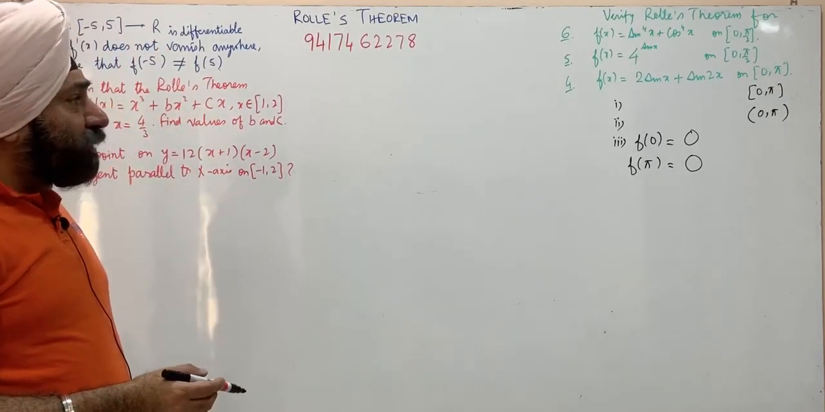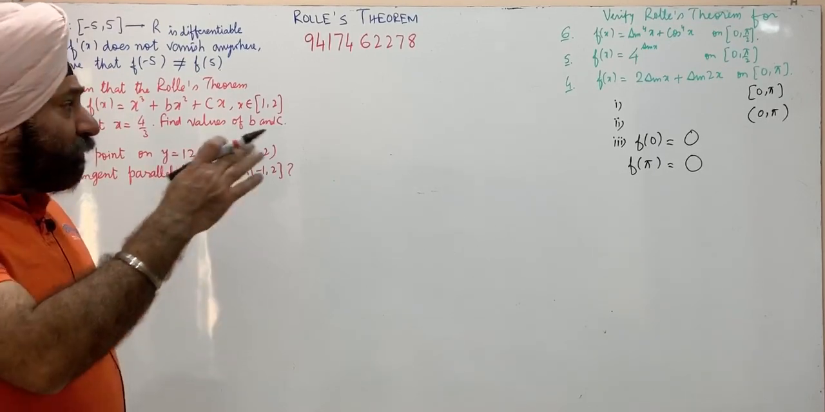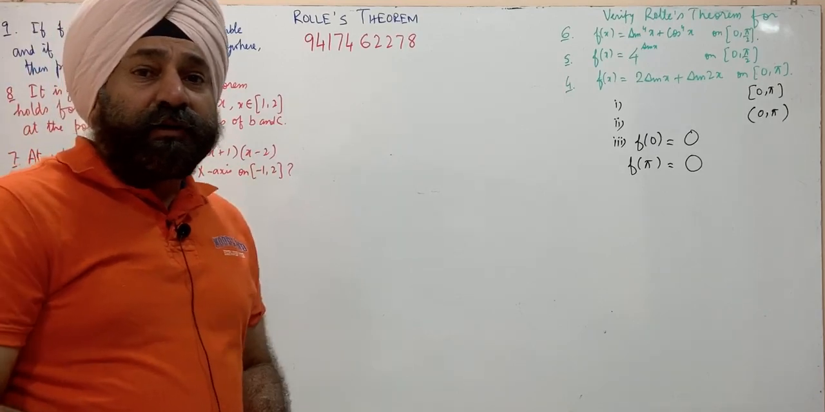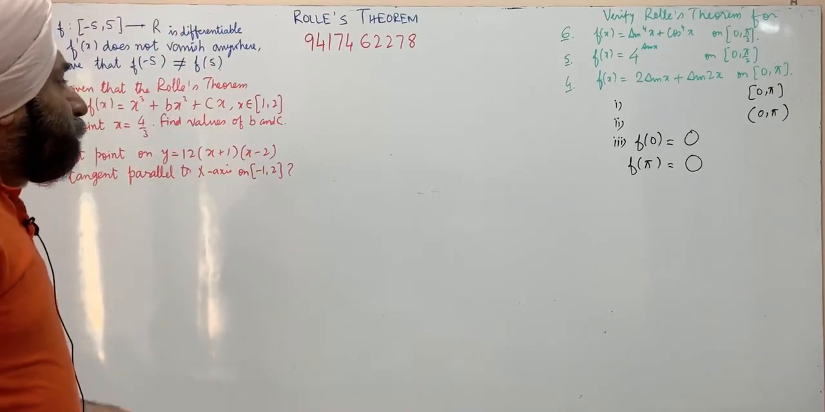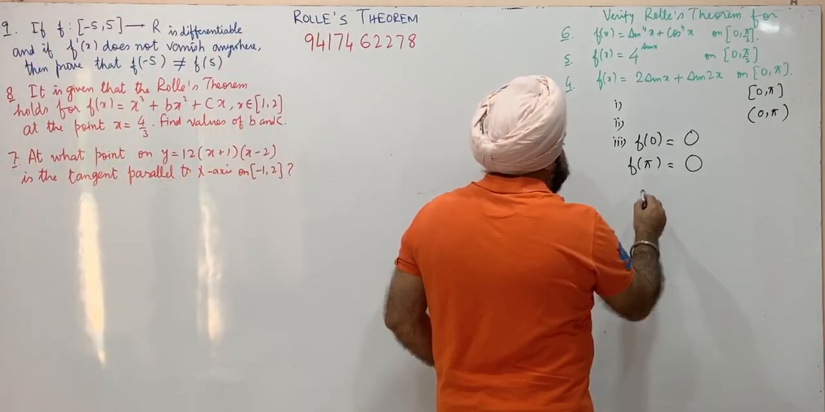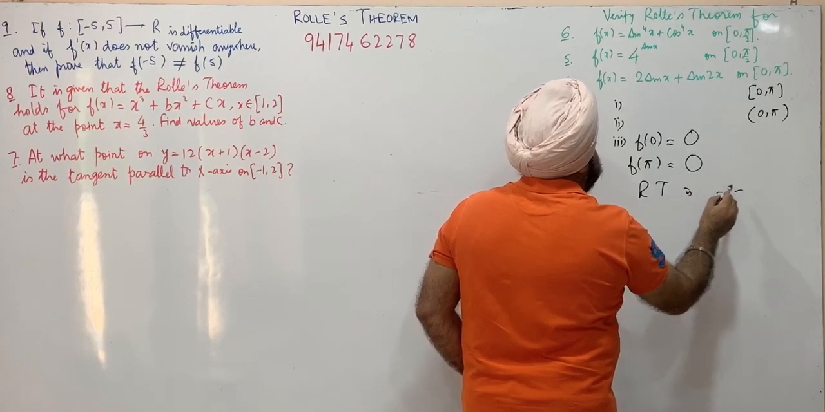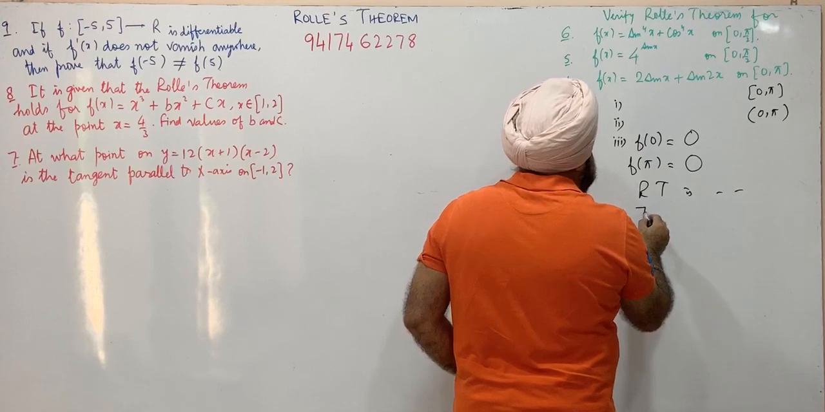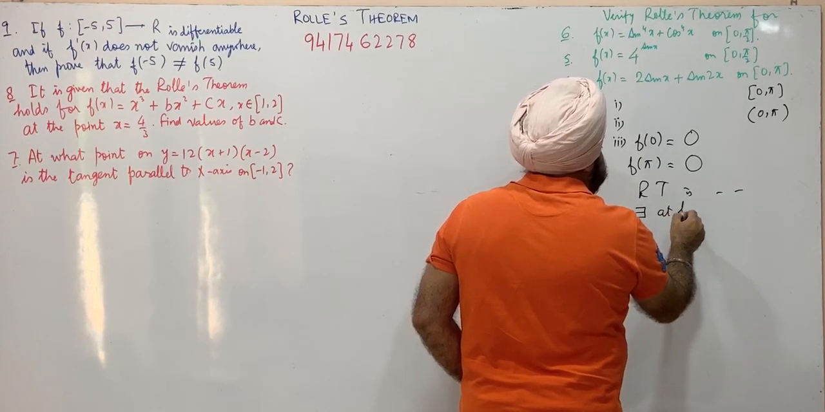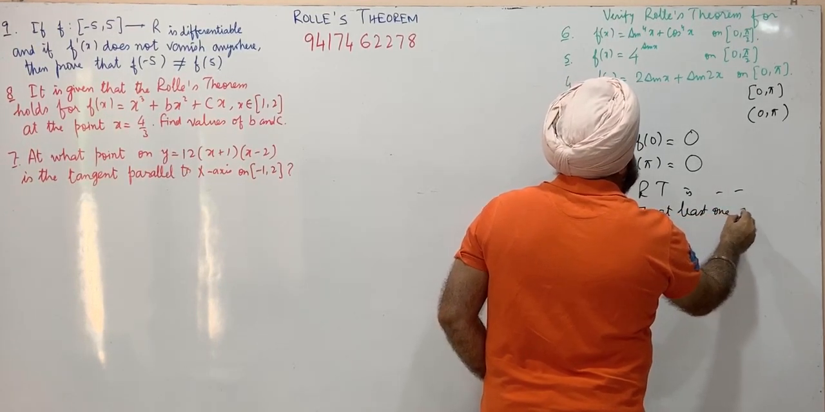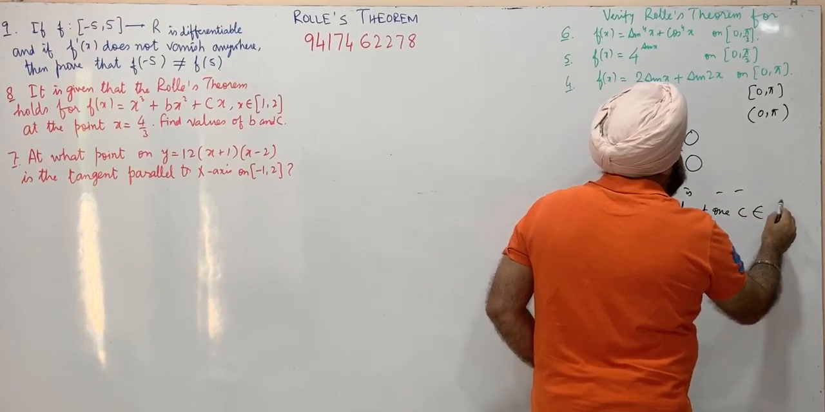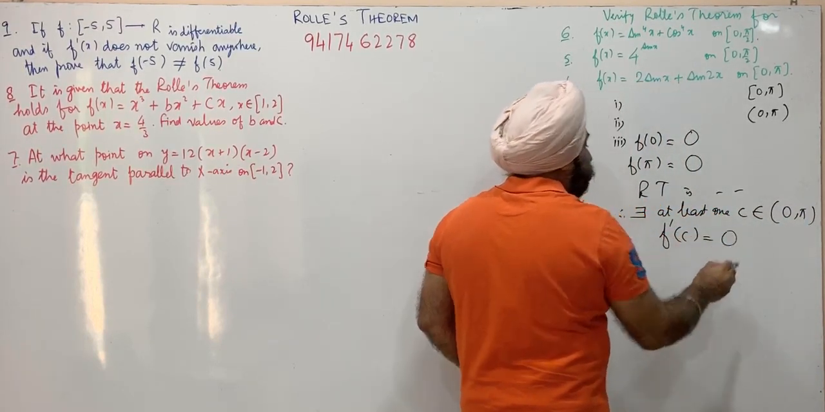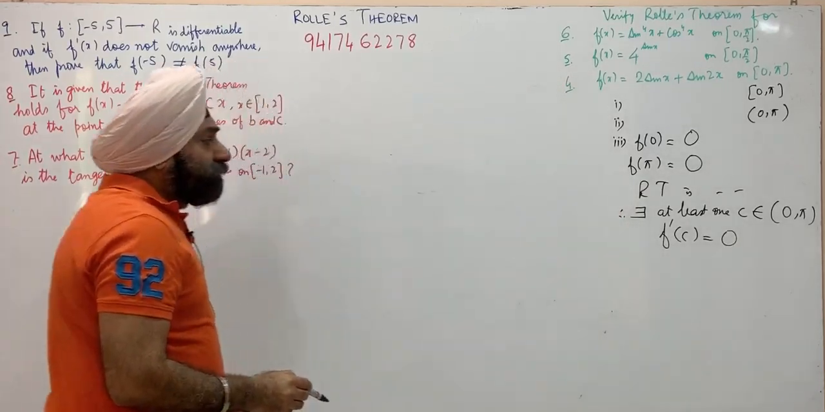We see the function f of x satisfies all three conditions of Rolle's theorem. Therefore, Rolle's theorem is applicable to the function. And what is the result of Rolle's theorem? Therefore, we write there exists at least one c which belongs to the open interval 0 to pi, where the derivative of the function is 0. This will give us the value of c.